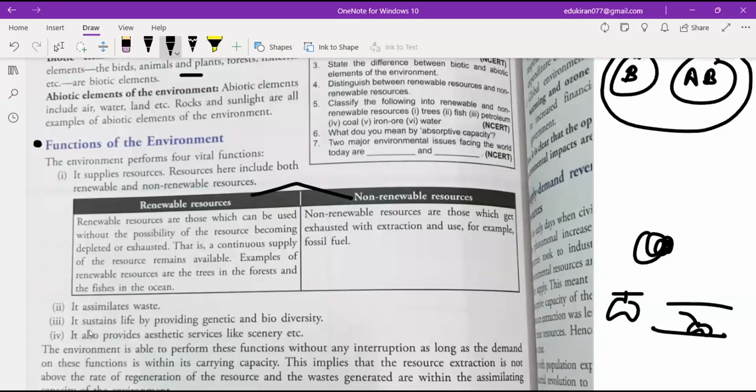Then the third function is that it sustains life by providing genetic and biodiversity. So over here, the environment is providing, for example, I am a human being, right?